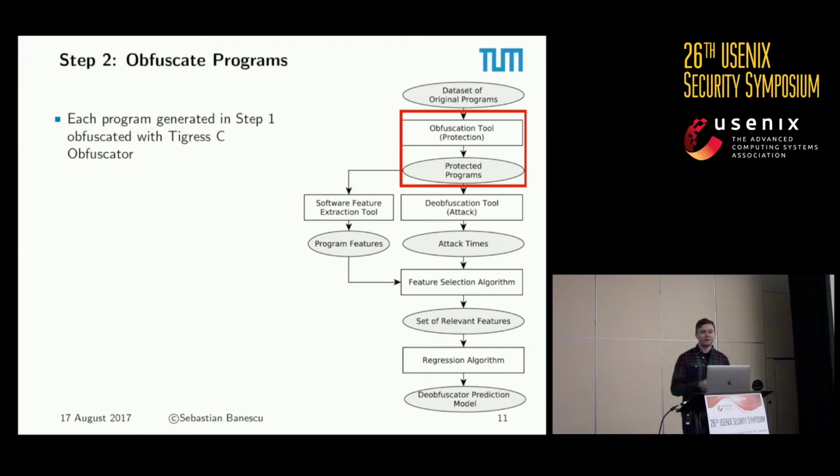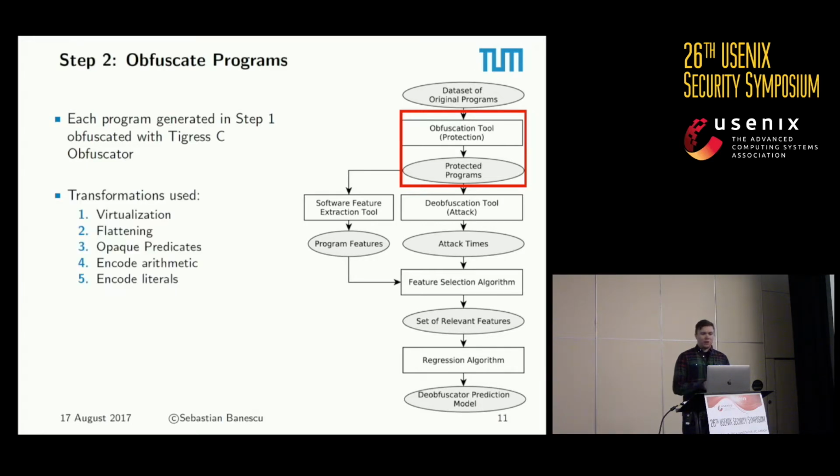So we obtained this data set, and now we want to obfuscate each program from this data set. And we use the Tigress obfuscator, as the previous work also did. We use these 5 popular obfuscation transformations. Virtualization was explained in the previous talk. Flattening is a control flow flattening. Opaque predicates. Encoding arithmetic is a variant of mixed Boolean arithmetic, and encoding literals basically destroys constant values, creating procedures which recreate these constant values at runtime.